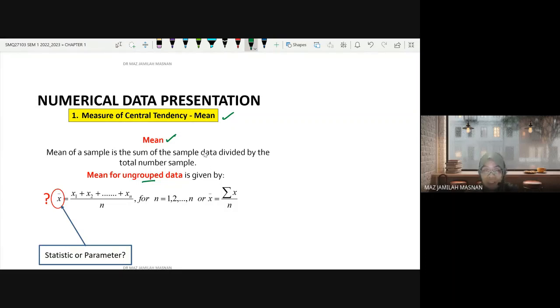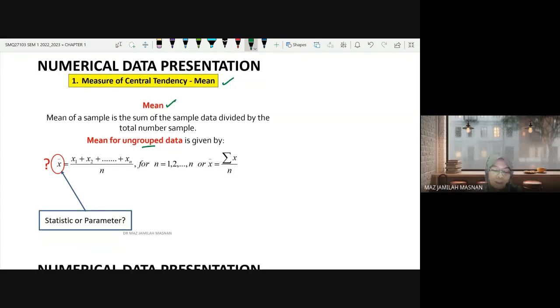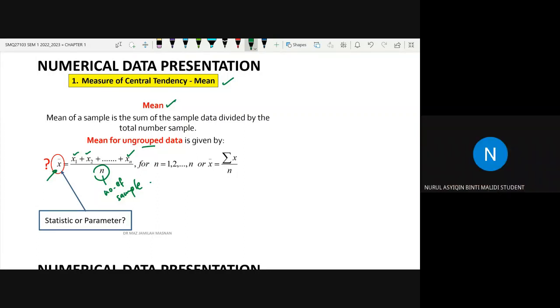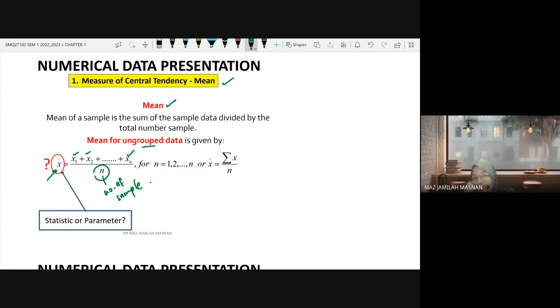Now, very easy. Mean, if you have n data set, let's say you have 10 data set, you add all the 10 values, then you divide by the number of samples. So this one is what we call the number of samples. Now class, if you look at this particular X bar, what is this referring to? Is it statistic or parameter, class? Statistic. Why statistic?